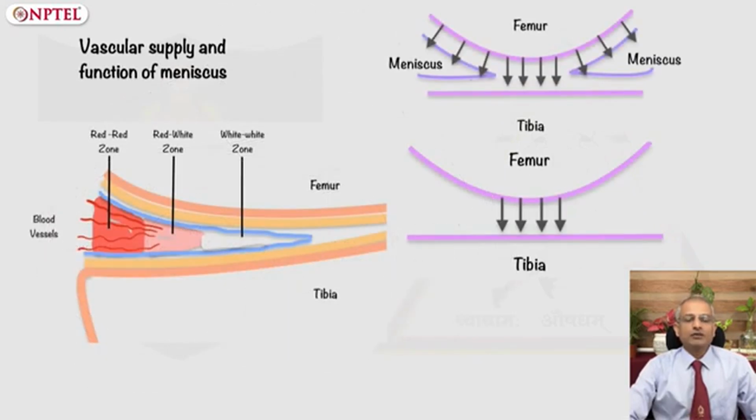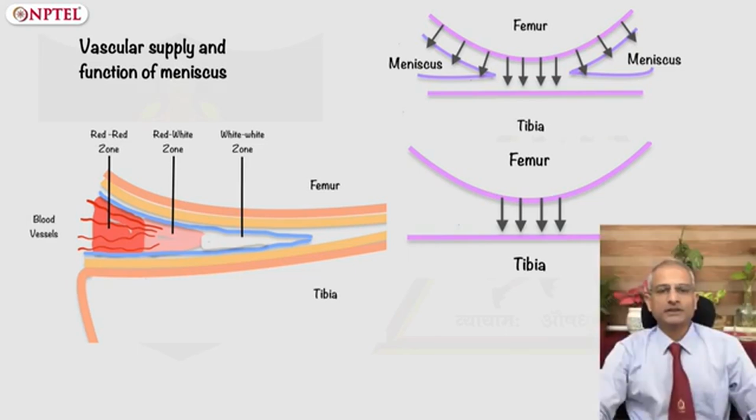The vascularity of the meniscus is derived from the periphery. The characteristic blood supply divides the width of the menisci into three zones. The peripheral red-red zone, which is the most vascular, then the middle red-white zone, which is intermediate in vascularity, and the innermost white-white zone, which is almost avascular. Hence, the tears in this zone do not heal well.